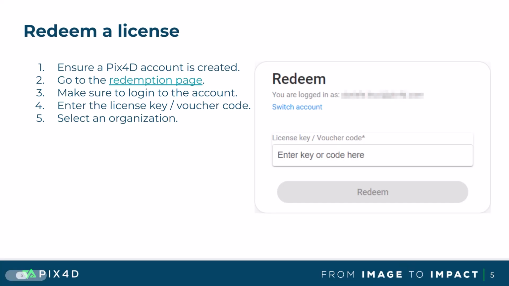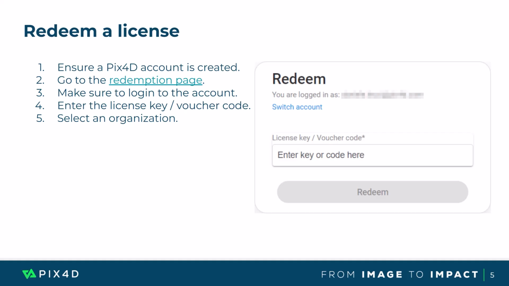One of the most common reasons users cannot access their licenses after paying for them is that they have not redeemed them. For licenses purchased directly from our sales team or resellers, you will receive a license certificate with instructions on how to redeem it. To start the redemption process, go to the license redemption page and log in to your Pix4D account, if not already logged in. Enter the license key or voucher code, select an organization in which you wish to redeem the license. Finally, click on the Redeem button to complete the redemption.